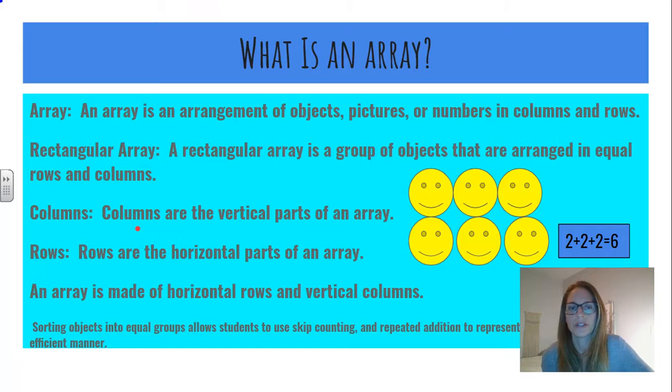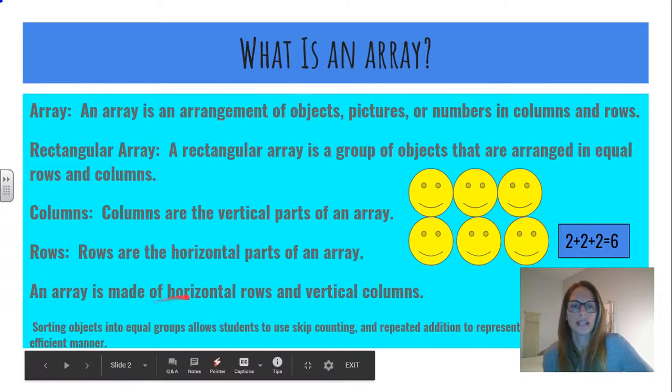Columns and rows. So the columns are the vertical parts of the array. So they're going to be going up and down. Okay, so we have 3 of those. 1, 2, 3 columns. And then our rows are the horizontal parts of an array. So they go across. So we have 1, 2 rows. So an array is made of horizontal rows and vertical columns. So I have a trick to help you remember what rows and columns are and how they are aligned on the next page.